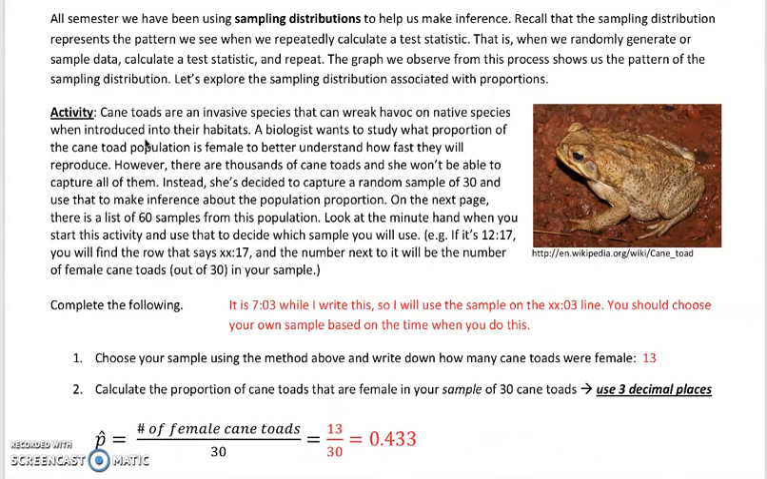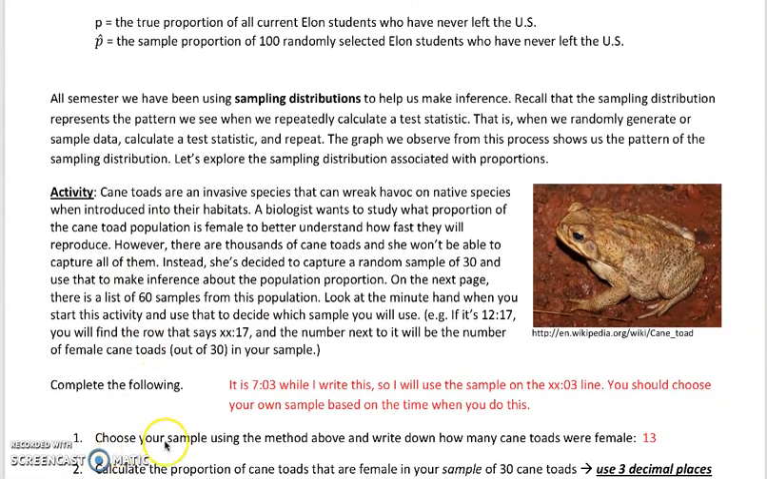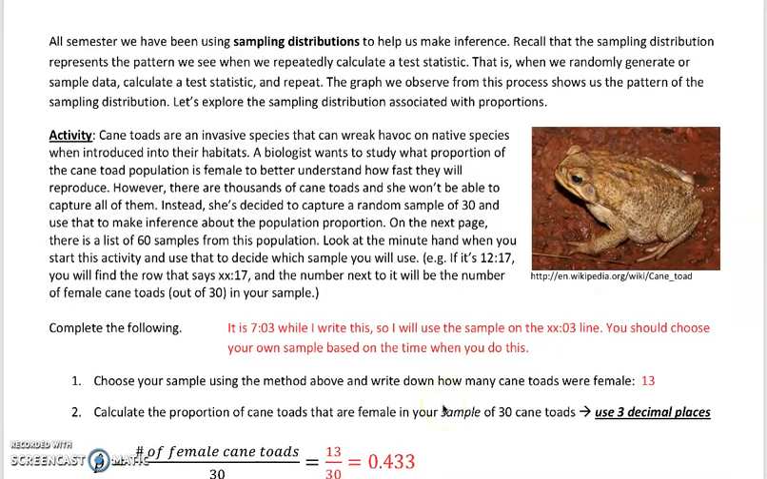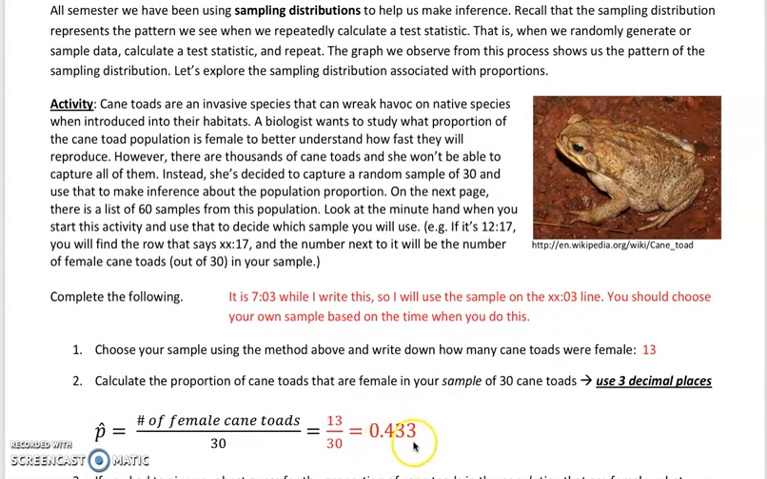So let me go back to the activity here, and the very first thing that I wanted to do was write down how many of my cane toads were female, and we saw that for my sample, I got 13 out of 30. Since our goal is to understand what proportion or what percentage of the total population is female, it might help if I could calculate the proportion of cane toads in my sample that are female. So to calculate my sample proportion, all I'm going to do is take my 13 female cane toads and divide by my sample size, which was 30, and for me, my sample proportion was 0.433.